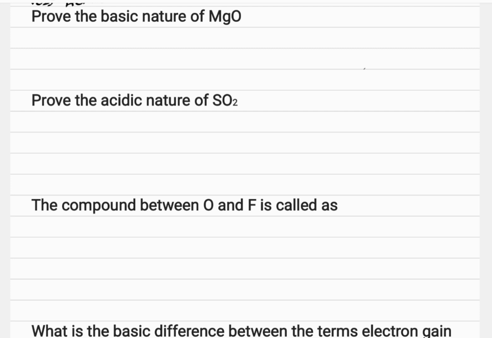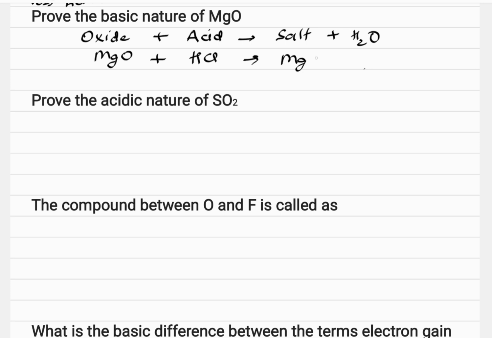Prove the basic nature of magnesium oxide. There could be any oxide, any basic oxide, not just magnesium oxide. So whenever you have to prove the basic nature of any oxide, all you have to do is take that oxide and make it react with an acid and show the product. In the product, you have to show salt and water. So magnesium oxide plus acid, let's take any acid, let's take HCl. The salt that would be formed is MgCl2 and water. Balance the reaction and you have shown it.